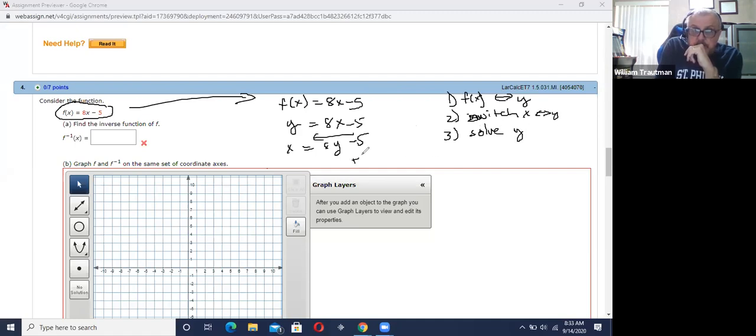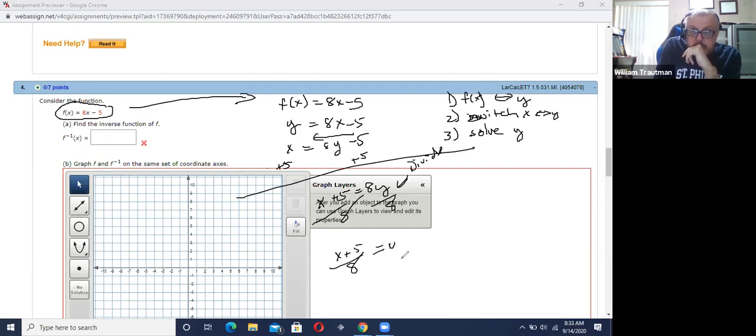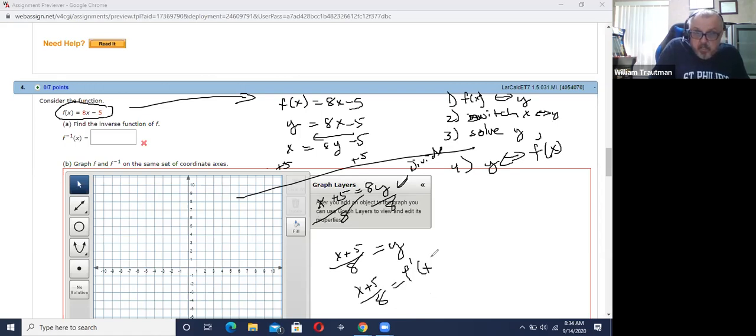Take the 5 to the other side by adding 5. x plus 5 equals 8y. Divide by 8. (x plus 5) over 8 equals y. And there's actually one more step. Change y to inverse f so we know it's an inverse. And that's what the answer would look like.